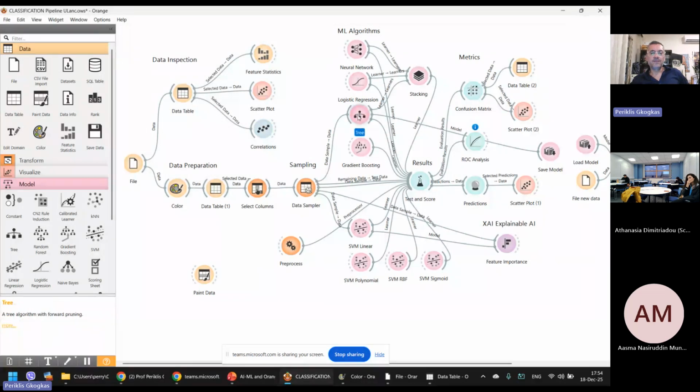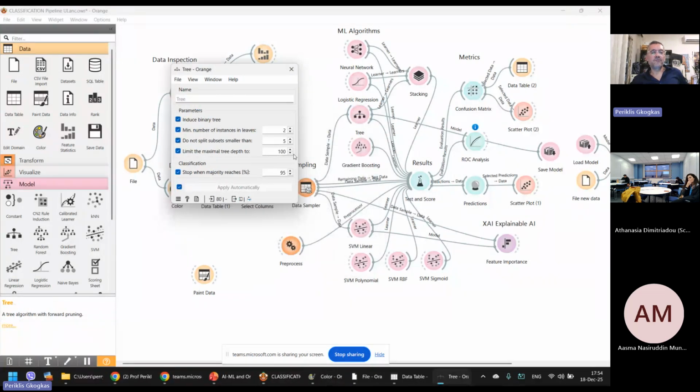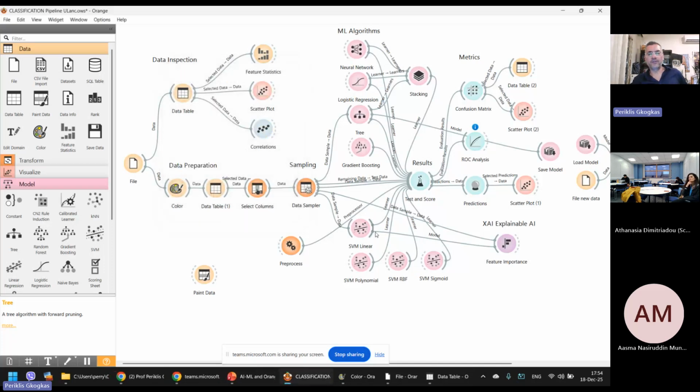Also for the decision trees, okay, now you have the minimum number of instances in the tree leaves, do not split subsets smaller than. So you have another set here, 1, 2, 3, 4 extra parameters. Here you have the default values that you can play with after you train the model, if you want to. If you get a model that is adequately accurate, you do not necessarily need to play with this any further.